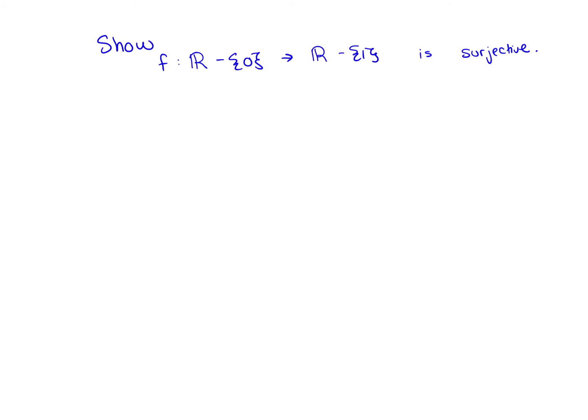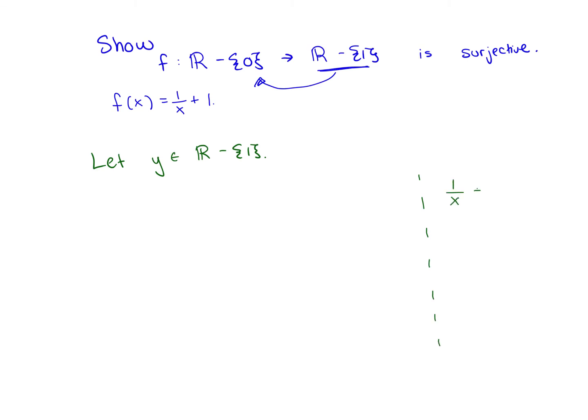So to show this function is surjective, I want to show that every element in my codomain gets mapped to by some element in my domain. Again, we have the same function that we were looking at in the last problem. So we're going to start off by letting some, we'll call it a y, be in that codomain. And I just need to find some x that gets mapped to that y. So what I like to do is sort of do that as my background work, right? So I want to try to find which x gets mapped to this.